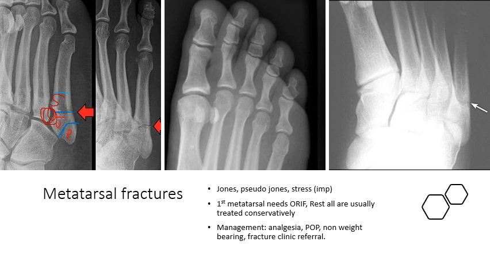Now, if the shaft of the second metatarsal has a stress fracture, it has an eponymous name: march fracture. It is usually seen in people who march without adequate shoes. March fracture is nothing but a stress fracture of the shaft of the second metatarsal. The first metatarsal needs ORIF. The rest are usually treated conservatively.